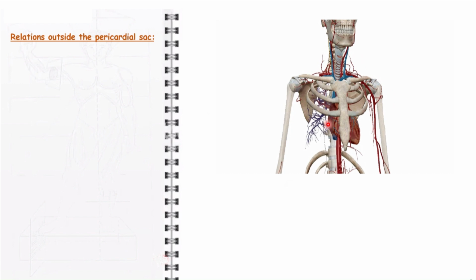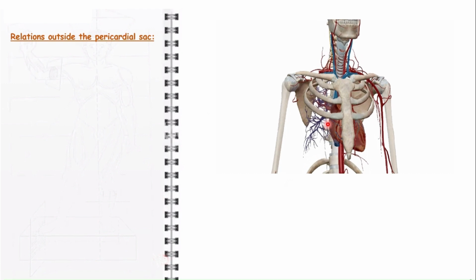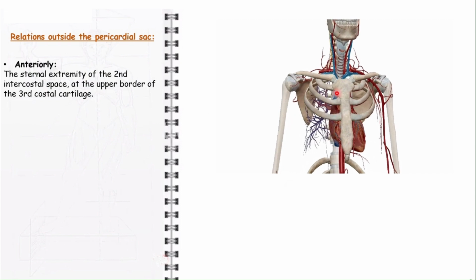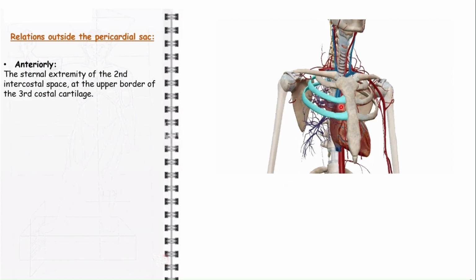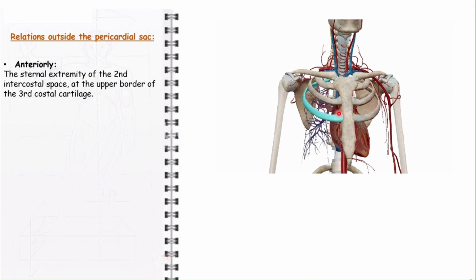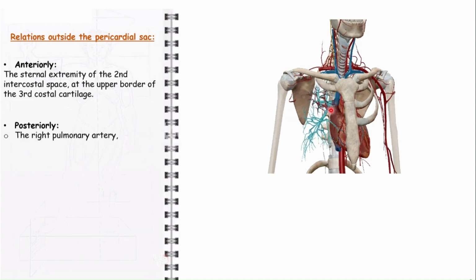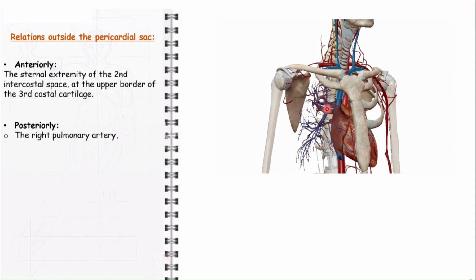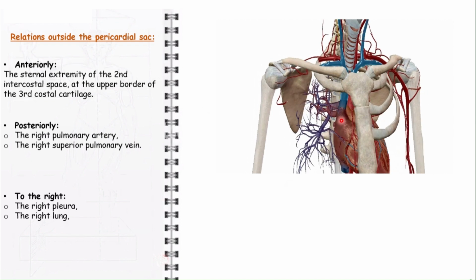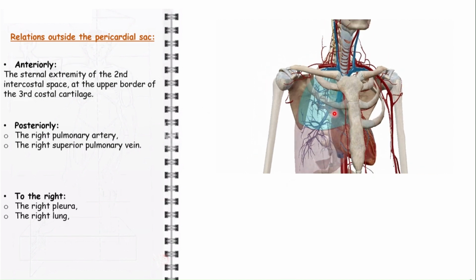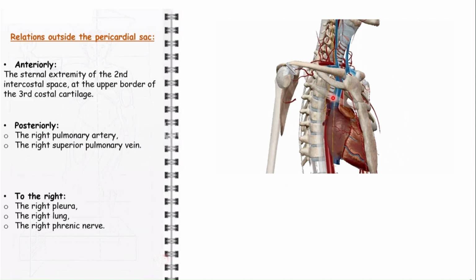Outside the pericardial sac, the superior vena cava is related to: anteriorly, the sternal extremity of the second intercostal space, at the upper border of the third costal cartilage. Posteriorly, the right pulmonary artery and the right superior pulmonary vein. The right pleura and lung on the right. The right phrenic nerve.